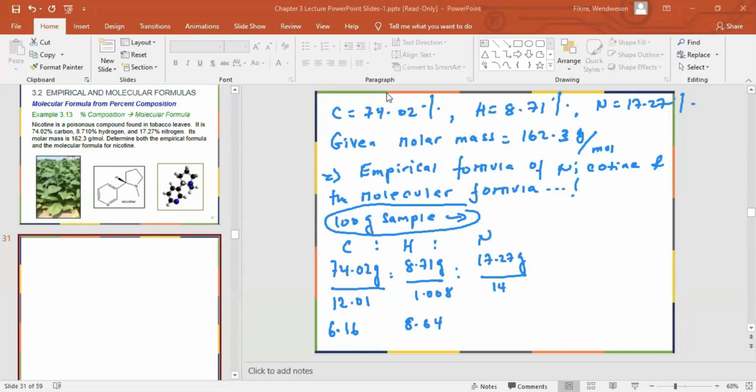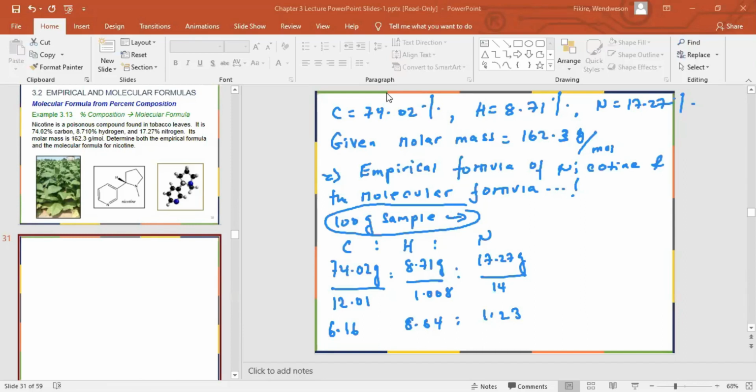Okay, can we divide 17.27 by 14? Right. What's the number that we get? 1.23. Good. This number, 6.16, 8.64, 1.23, these are mole ratios for carbon, hydrogen, and nitrogen, respectively. Now, what's the next step after this?